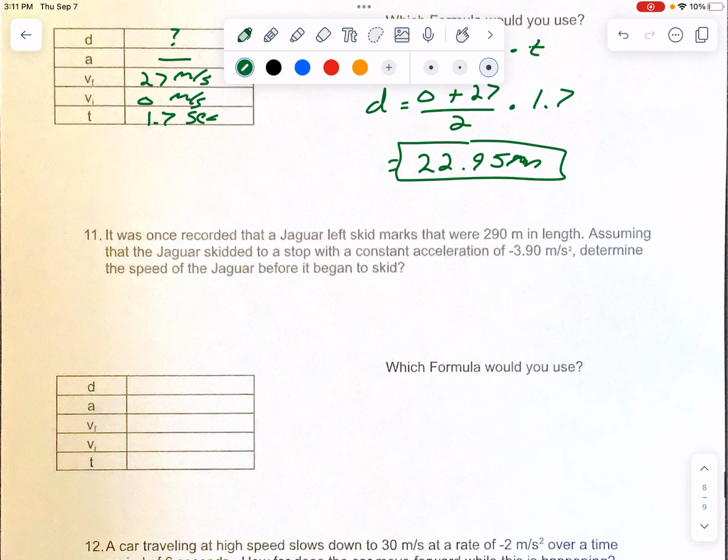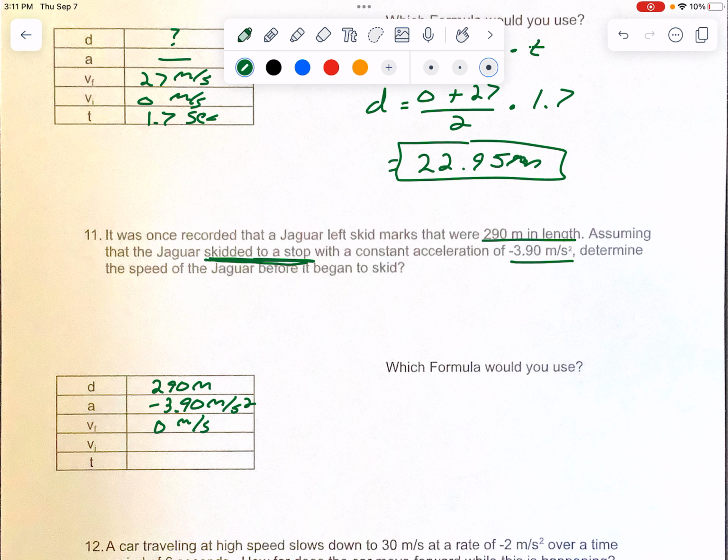Number 11, it was once recorded that a Jaguar left skid marks that were 290 meters in length. So there's your distance. Assuming that the Jaguar skidded to a stop. So that's another key thing right there: when we say from rest, like starting from rest, that means your initial velocity is 0. If we talk about coming to a stop, that means your final velocity is 0. Now, with a constant acceleration of negative 3.90 meters per second squared, so I gave you A.